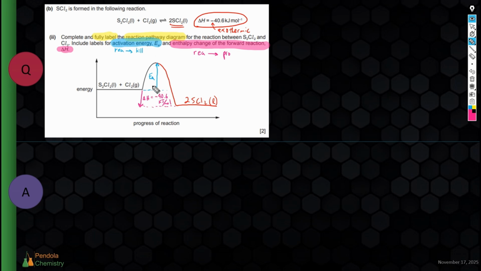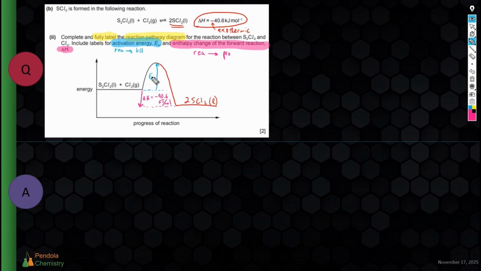And so now we have our labels. We have the label for activation energy. We have the label for the enthalpy change, which is negative, so it points down. Notice activation energy is positive because it's absorbed. The enthalpy change is negative, goes down because it's released. This is an exothermic reaction. And then we have finished that shape of the reaction pathway diagram, the energy level diagram, with the appropriate products. Not just products, but the actual products for this reaction.